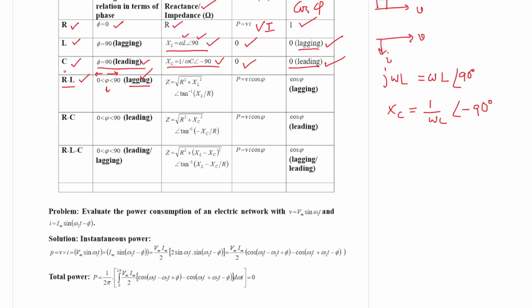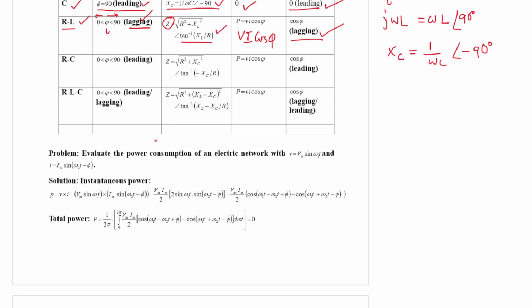In case of R and L, the impedance is the square root of R squared plus XL squared. The angle is given by tan inverse of XL by R. Power consumption is V into I cos phi, and power factor is cos phi, which is lagging in nature.